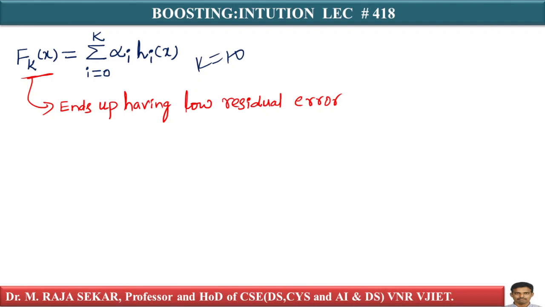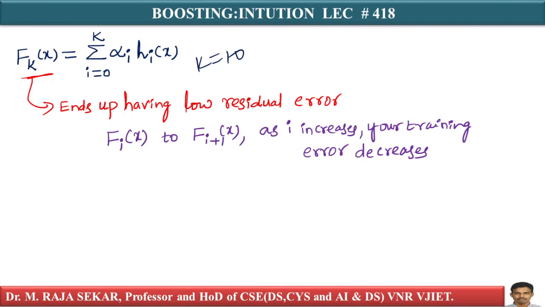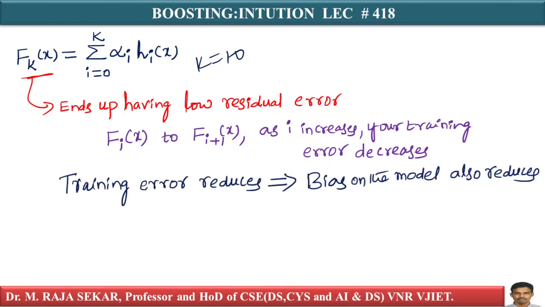I am fitting to the error. Eventually, my training error reduces because at every stage I am trying to keep reducing the error. If you go from fi to fi plus 1 of x, as i increases, your training error decreases because you are fitting your hi plus 1 of x model to reduce the error, isn't it? So as training error reduces, the bias of the model also reduces.